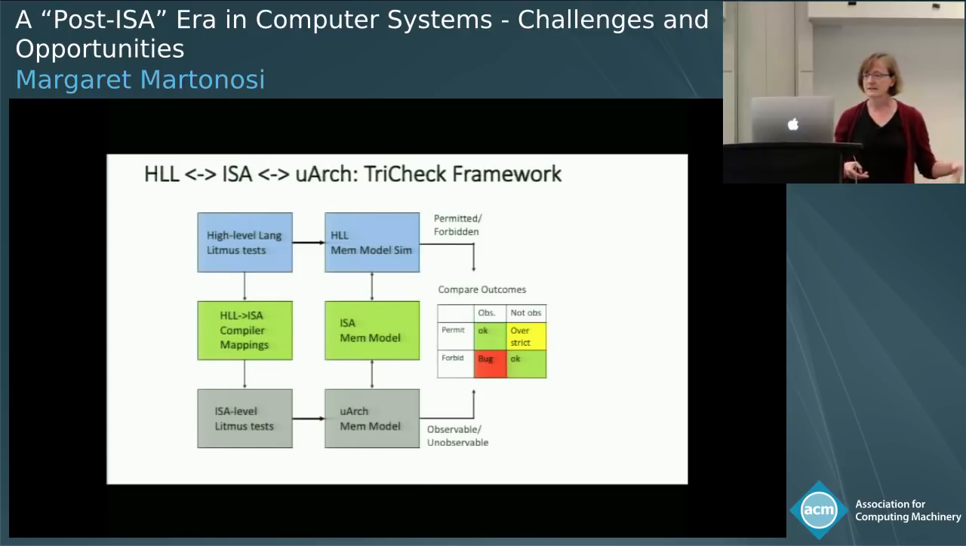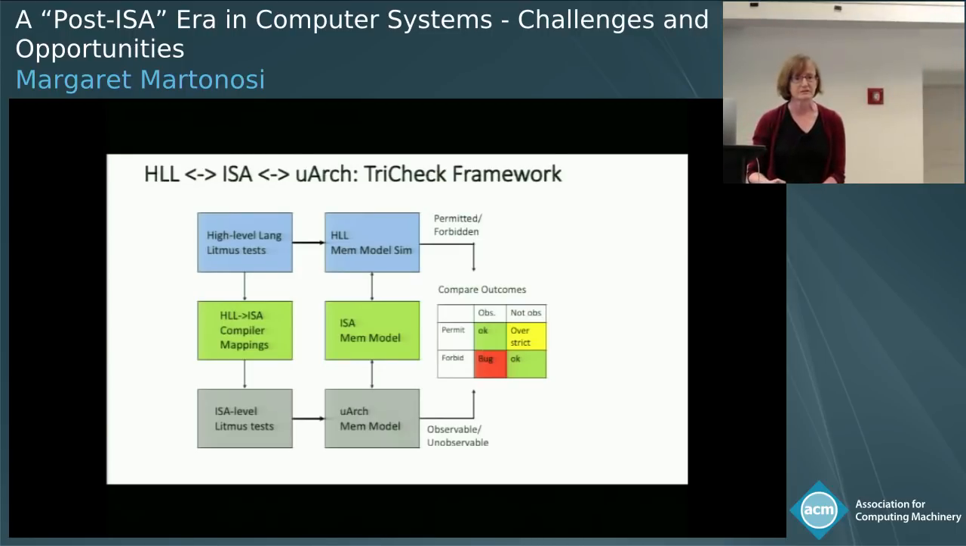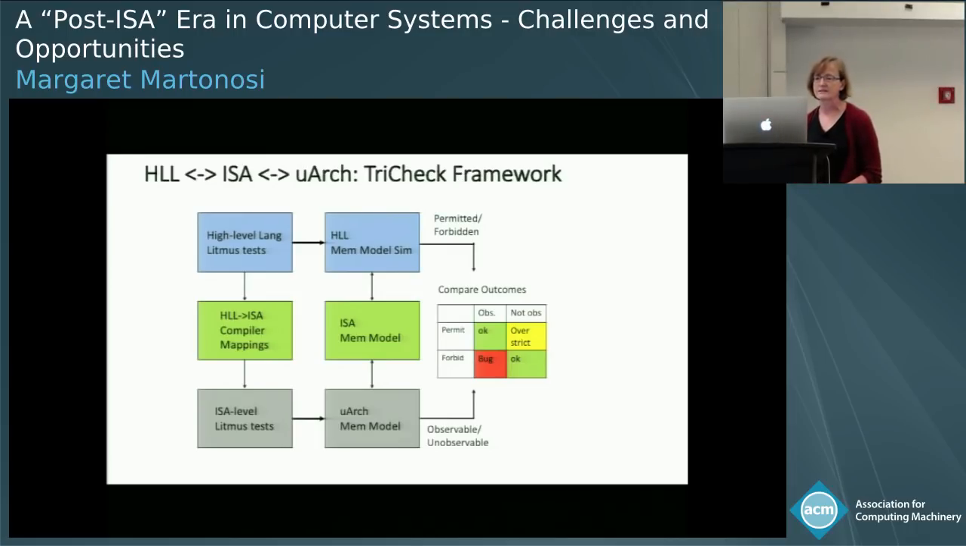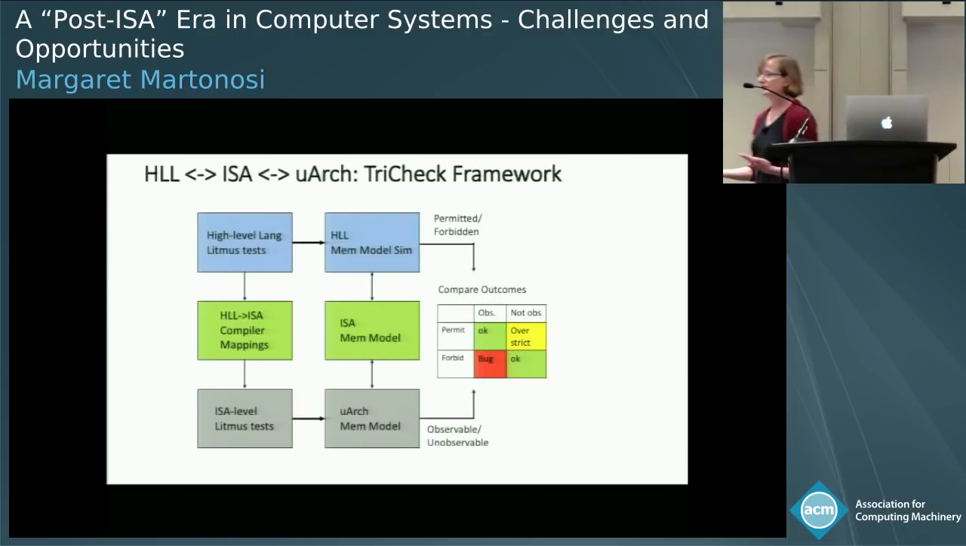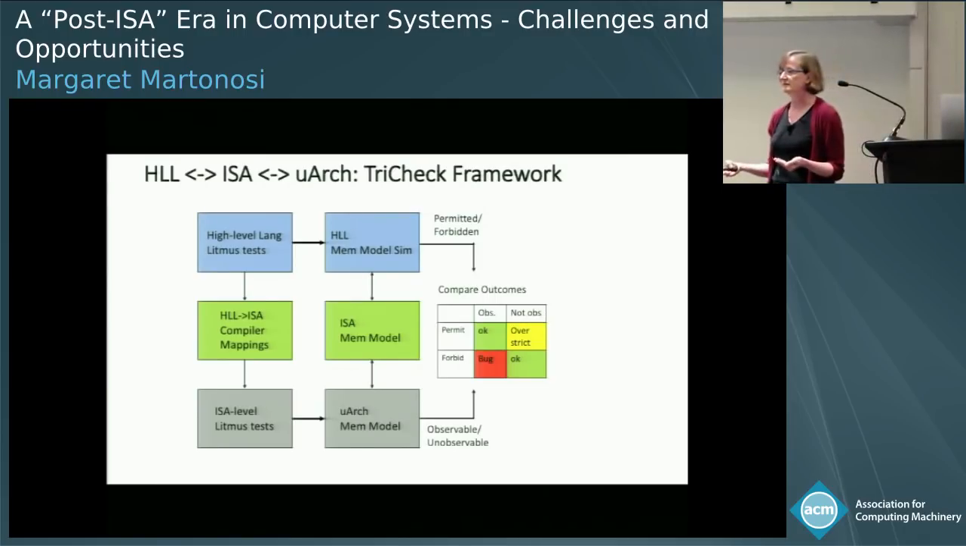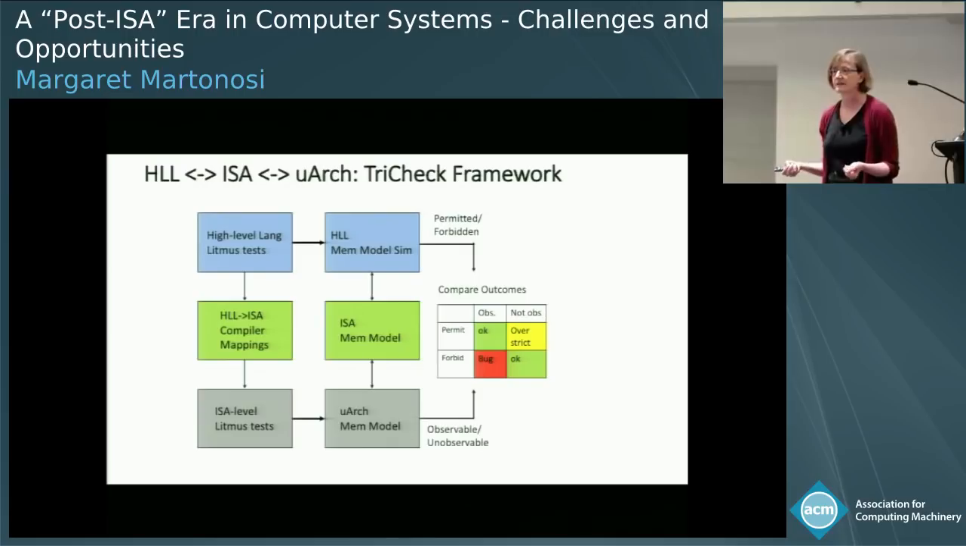If the high-level spec says that a particular outcome is forbidden, and our low-level hardware model says that it's never going to be observed, that is, every single check we make is cyclic, then that's also okay. The upper right cell of this box is the case where the high-level spec says it's permitted, and the low-level hardware says you will never see it. That's okay, that's overly strict.